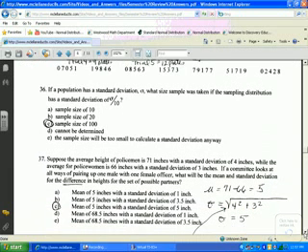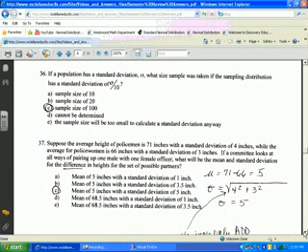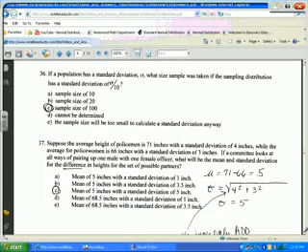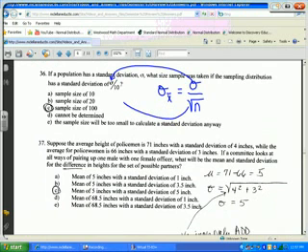Alright, number 36. If this is your standard deviation of the sampling distribution, well, remember that by definition and formula, that right there is your population standard deviation divided by the square root of n. Okay, well, here's that. And the square root of n is 10. If the square root of a number is 10, what is that number? 100. Okay, so that's how you get that.